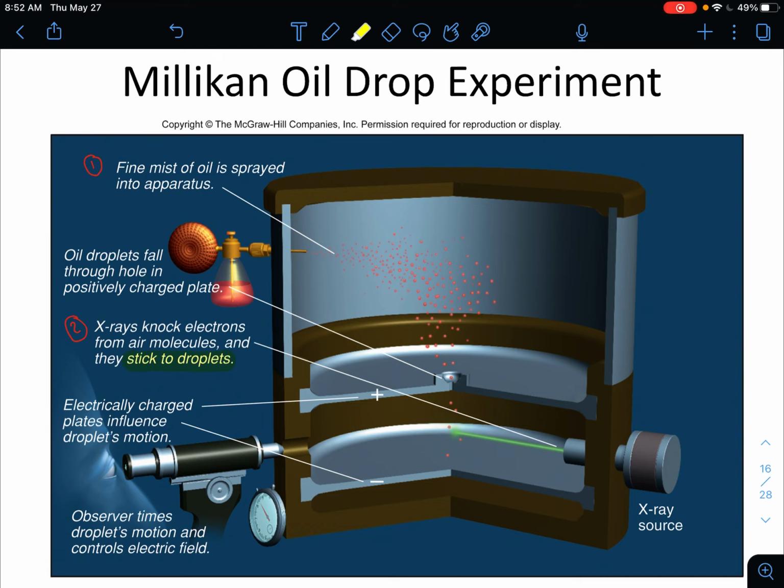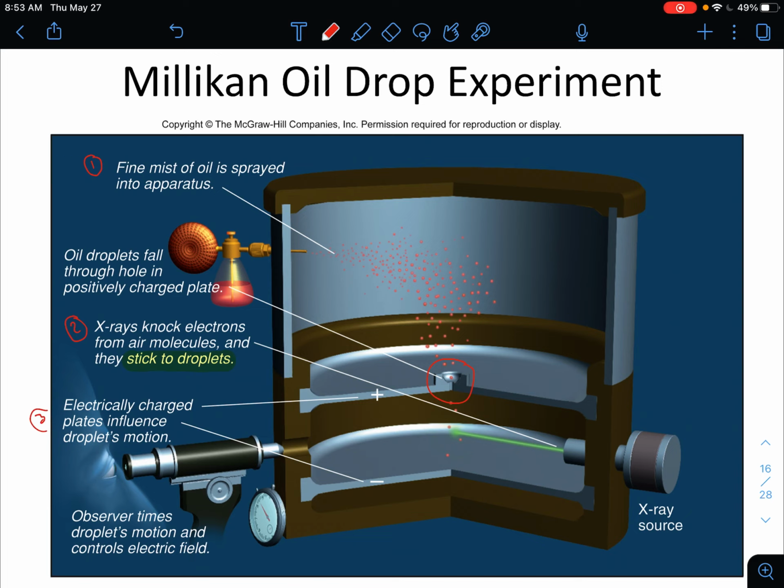So now I have oil droplets in this upper chamber with some number of electrons stuck to them. It could be 1 electron, could be 5 electrons. Then between the two chambers, we have a tiny opening. So the droplets are going to fall to the bottom of the top chamber, and then fall through this opening into the second chamber.